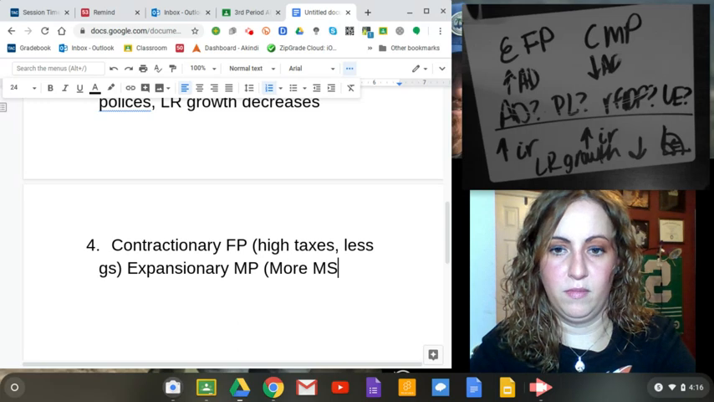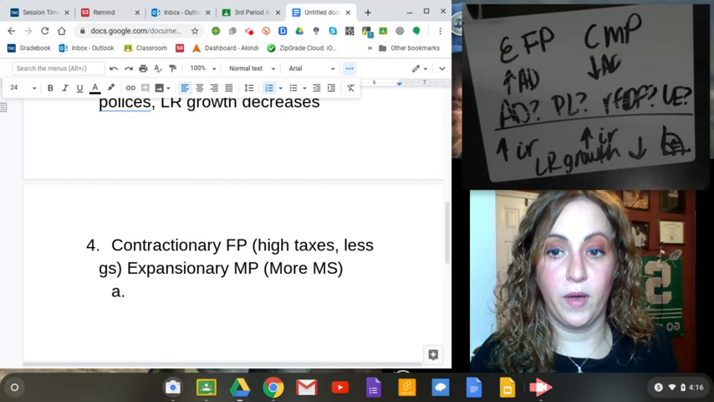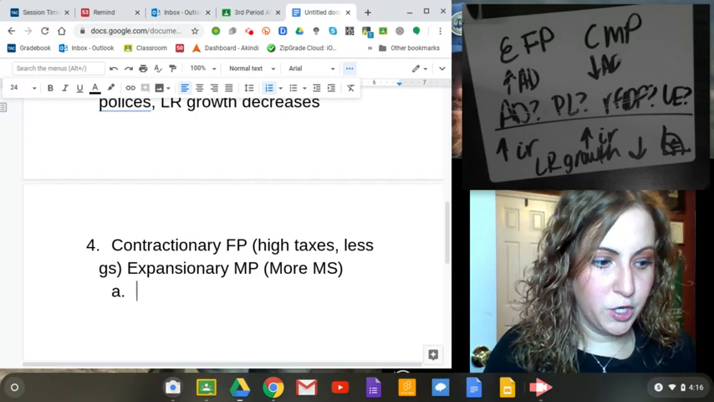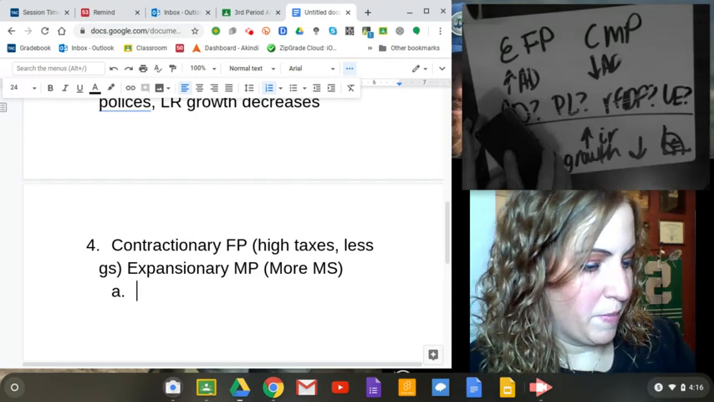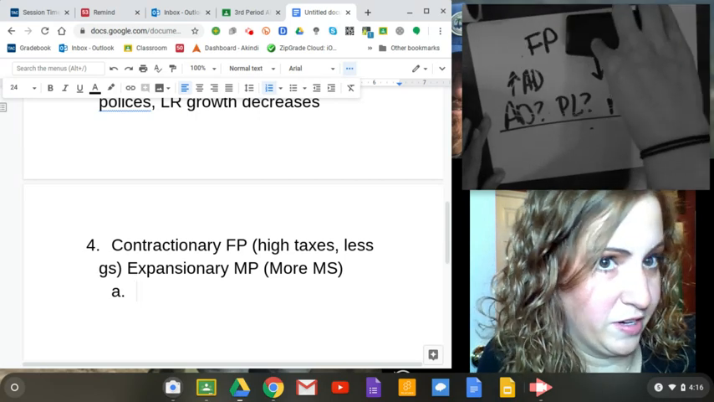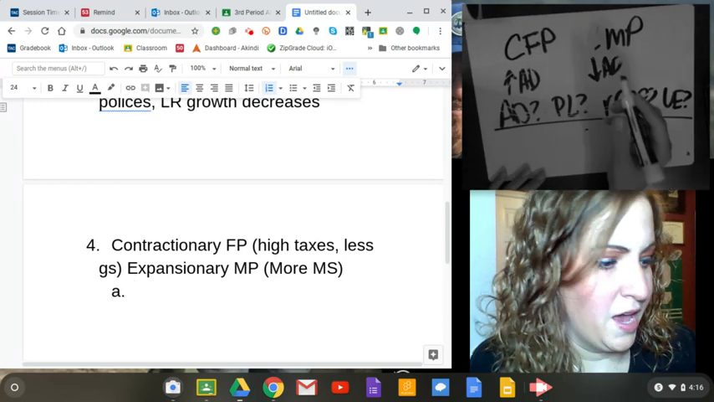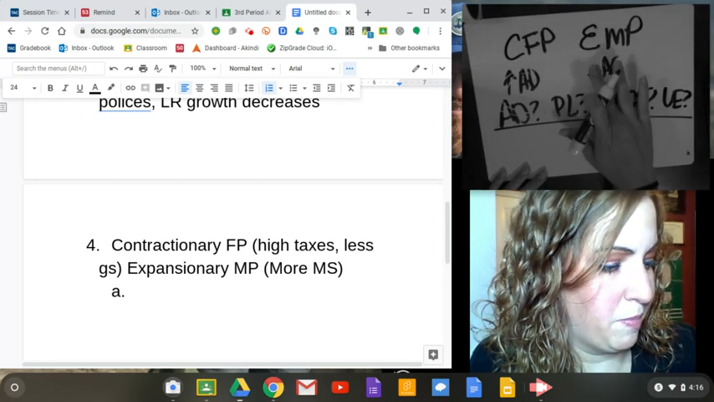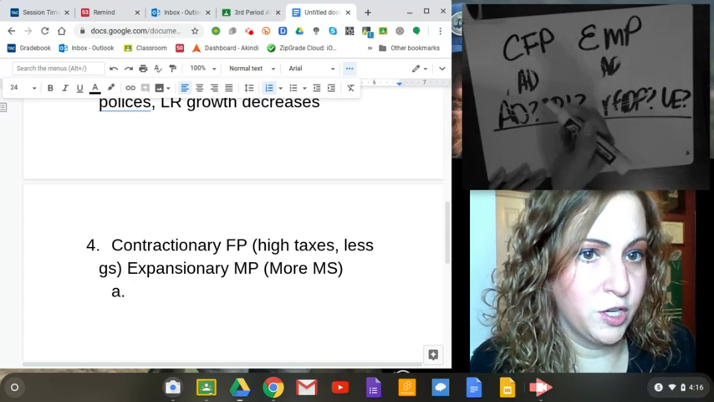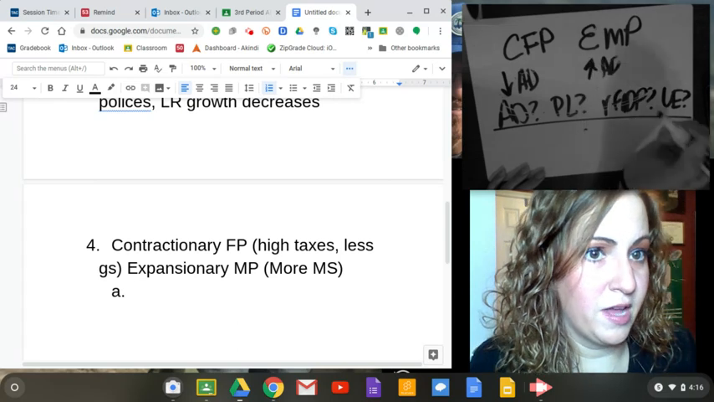More MS, money supply. Okay, so one's expansionary, one's contractionary. Going back to our little board here, all I'm doing is flipping these letters. Now we have contractionary fiscal policy and expansionary monetary policy. Well, contractionary fiscal lowers aggregate demand. Expansionary monetary increases aggregate demand.